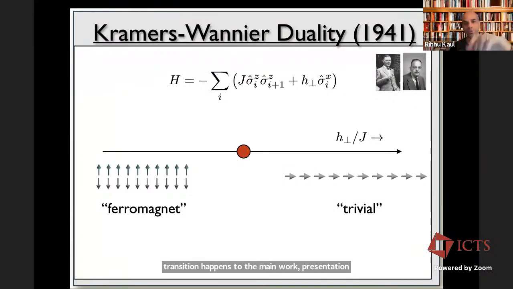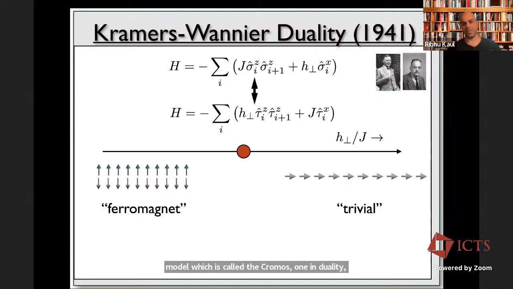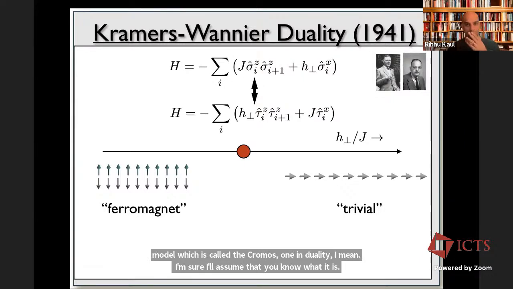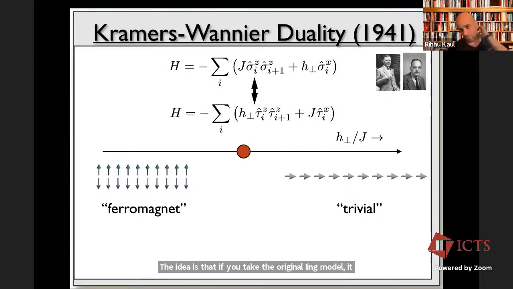And this is a beautiful result about the transverse field Ising model, which is called the Kramers-Wannier duality. I'll assume that you know what it is. The idea is that if you take the original Ising model, it turns out you can rewrite the Ising model in terms of some new variables, which are related in some very non-local way to the original variables. But in these new variables, you actually get back the same Ising model. And so there's a sigma representation and a tau representation.